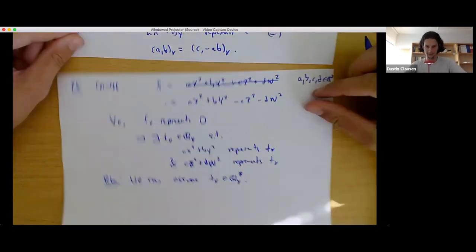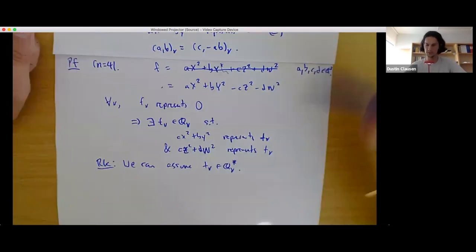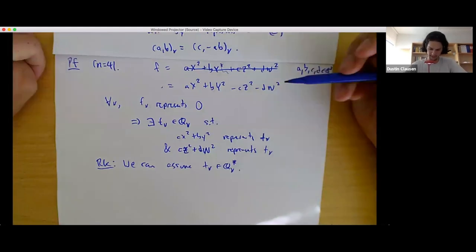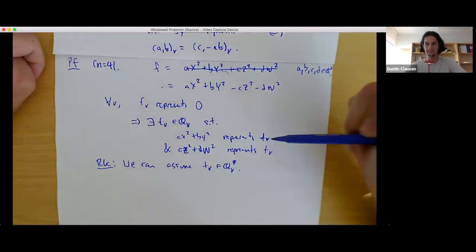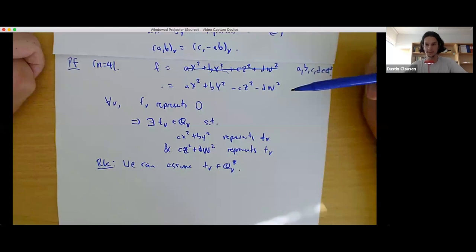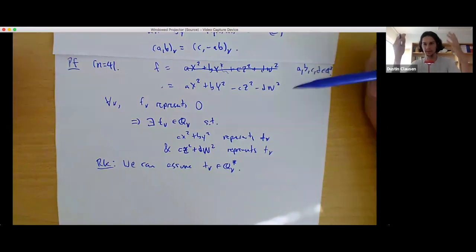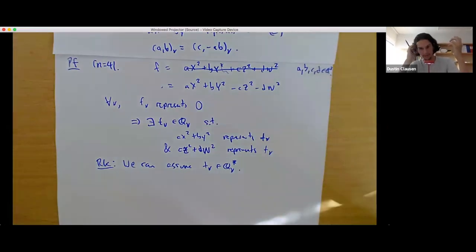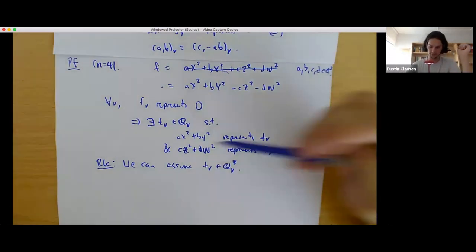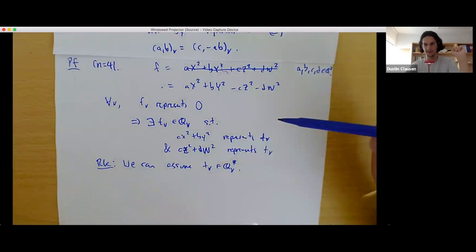Why is that? Well, suppose it were zero, then this form would represent zero. Therefore, it would be isotropic. Therefore, it would represent everything. There was this lemma we've had and used several times. So in fact, it would be the hyperbolic plane, and the hyperbolic plane represents everything.